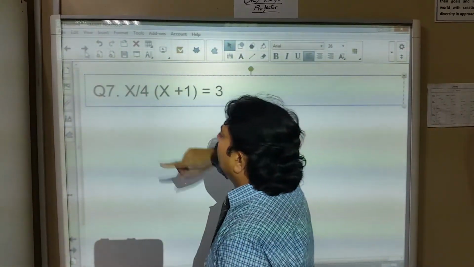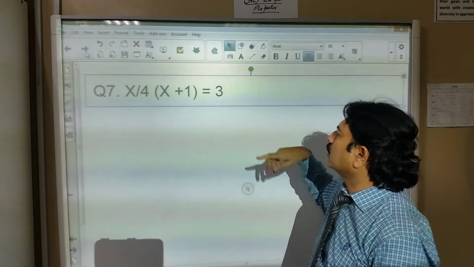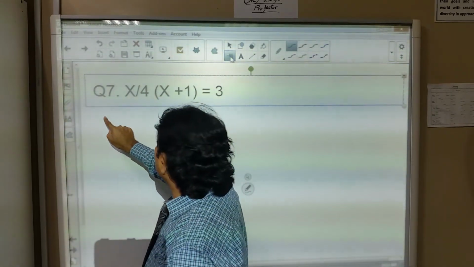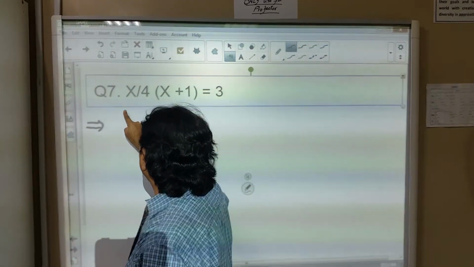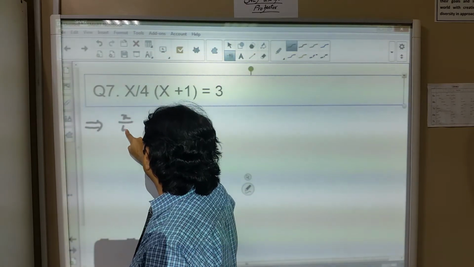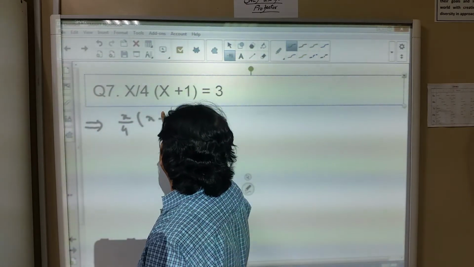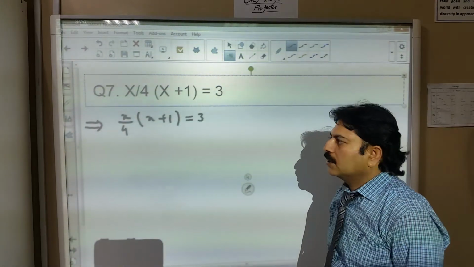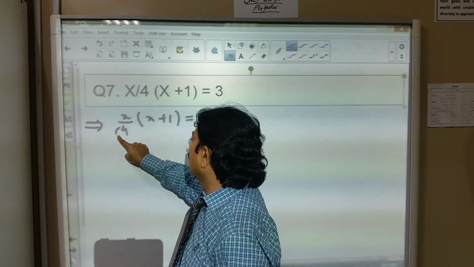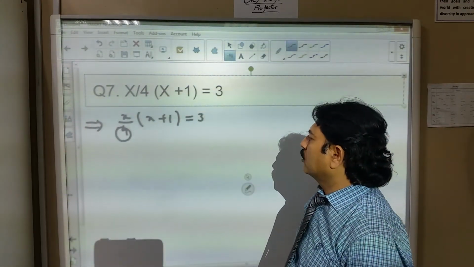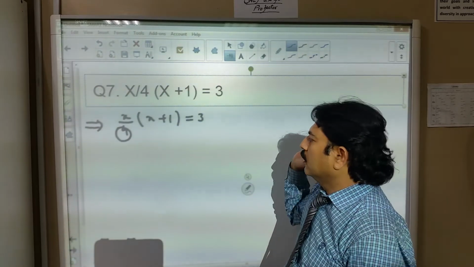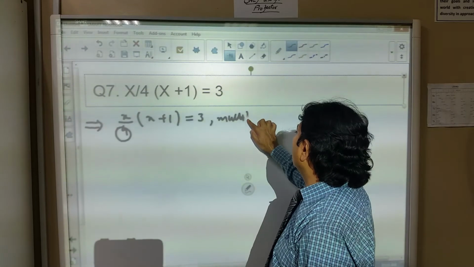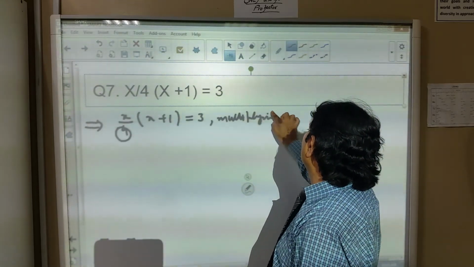Question number 7, this is in the fraction form: x divided by 4 into x plus 1 is equal to 3. So this means you can write it in this way: x over 4 into x plus 1 is equal to 3. The easiest method is to multiply the whole equation by 4, to remove the fraction.